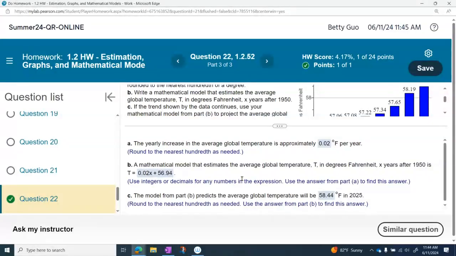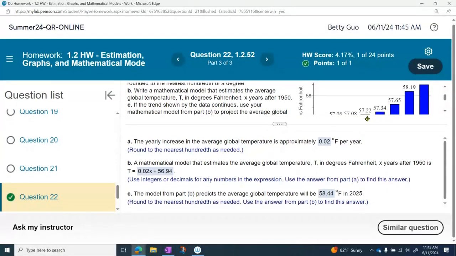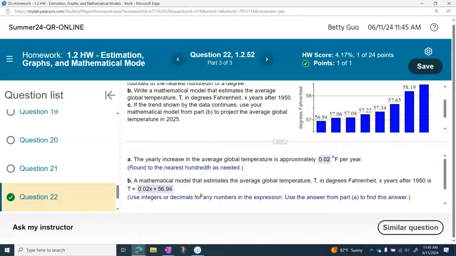Which part? I'm on B. A or B or C? On 22, I'm on B, and she's on C. We're both having the same issue. What's the issue? It made me put the problem in backwards. Oh, you mean part B, you enter 56.94 plus 0.02x? No, I put it in just like you just did, and it told me I was wrong.